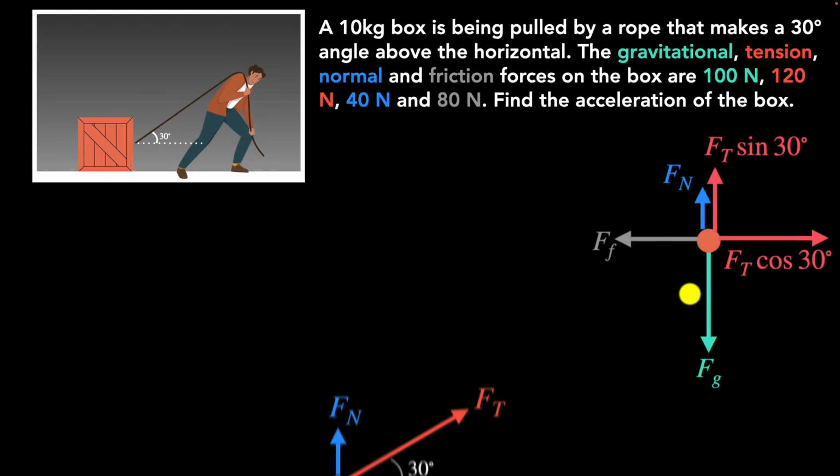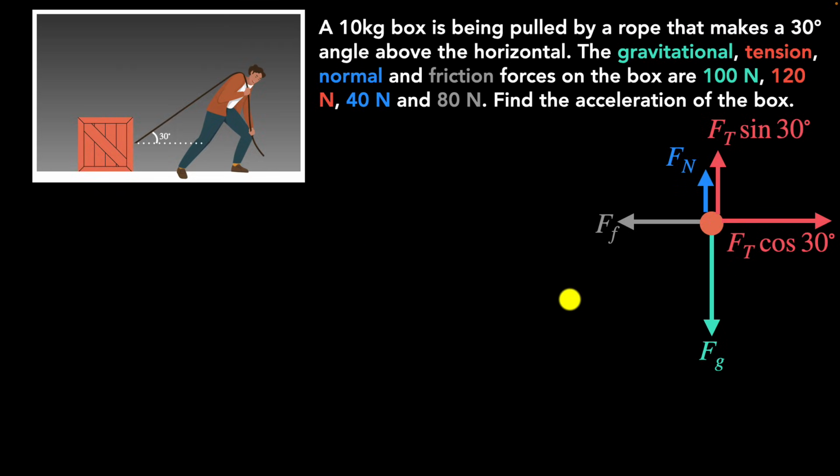Anyways, now we can calculate the net force in the horizontal and vertical. But our goal is to find the acceleration of the box, not the net force. But hey, we know from Newton's second law, acceleration is the net force divided by mass. So what we can do now is find the acceleration in the horizontal by using the net force in the horizontal, and then find the acceleration in the vertical by using the net force in the vertical.